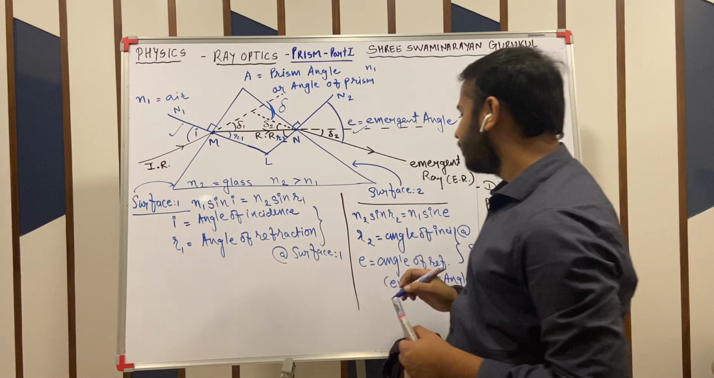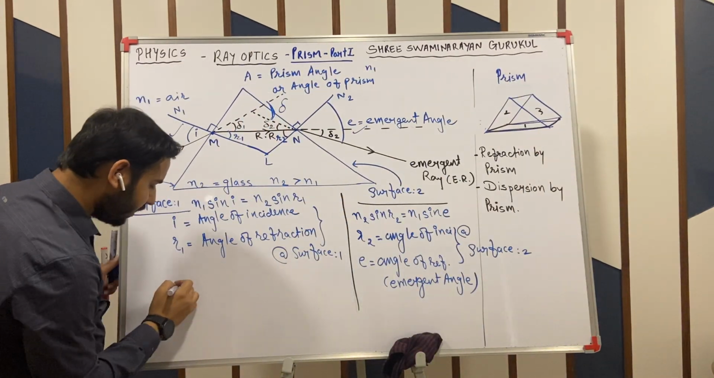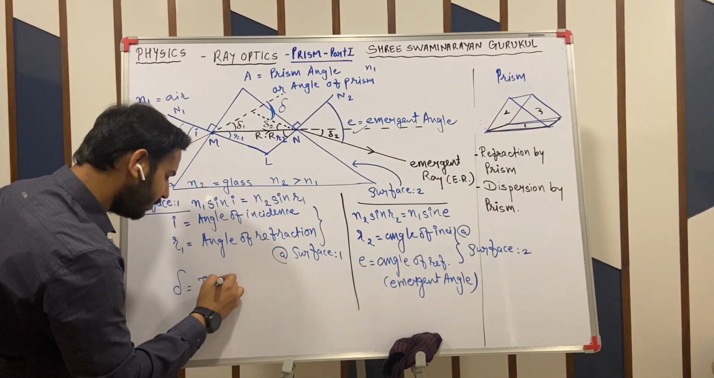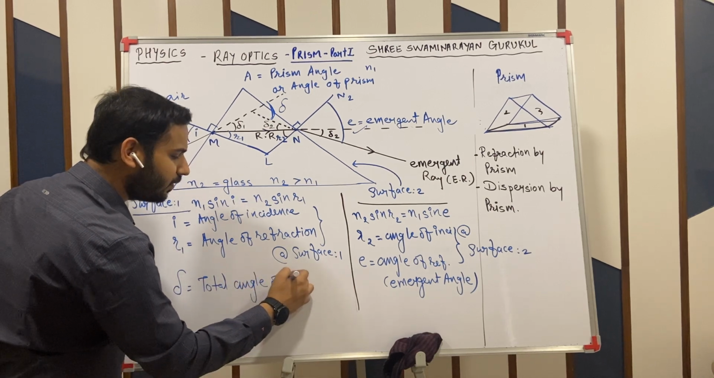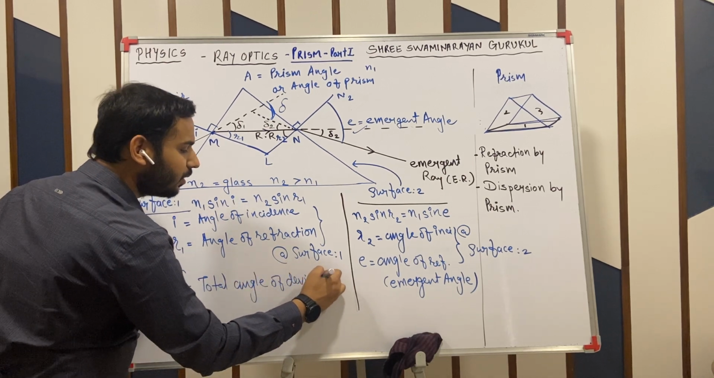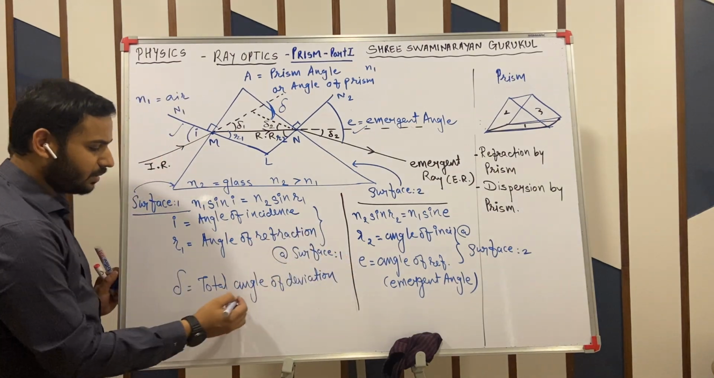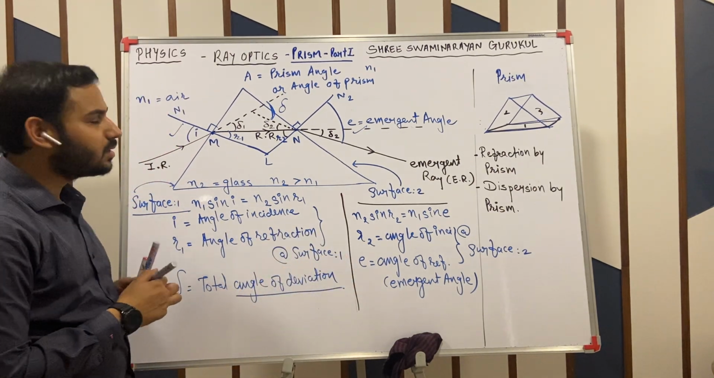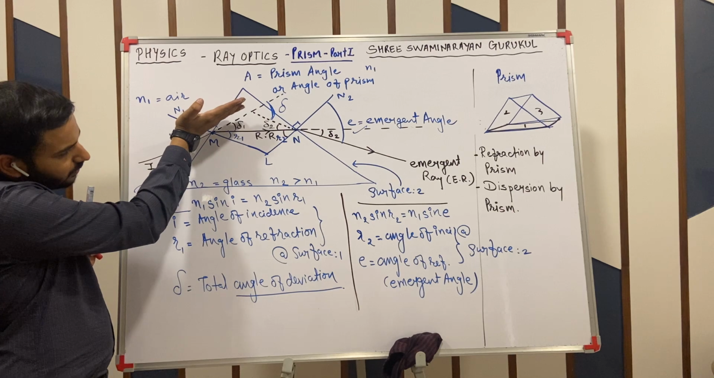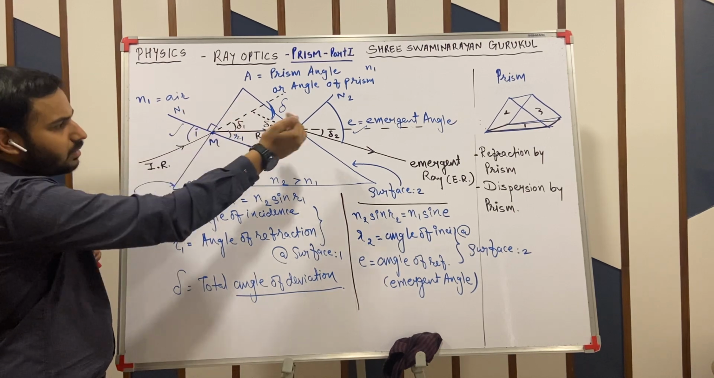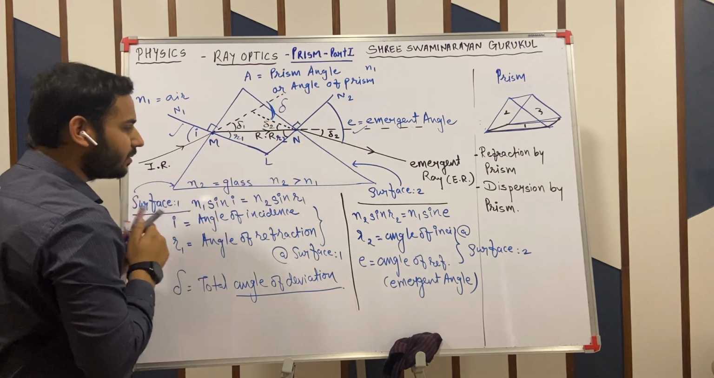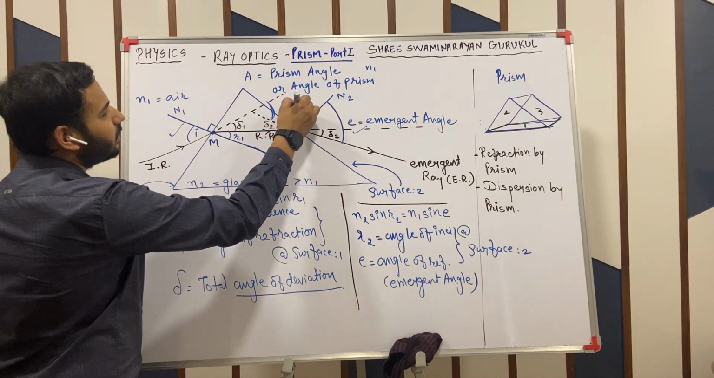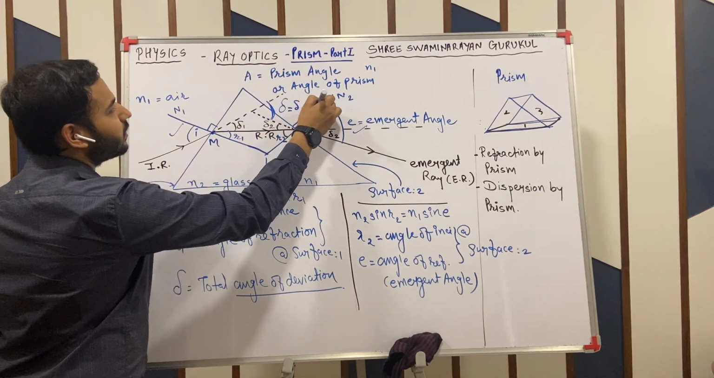Delta is called the total angle of deviation, or angle of deviation by the prism. What is this angle of deviation? Delta 1 is the deviation at surface 1, delta 2 is the deviation at surface 2, and delta 1 plus delta 2 would be delta.